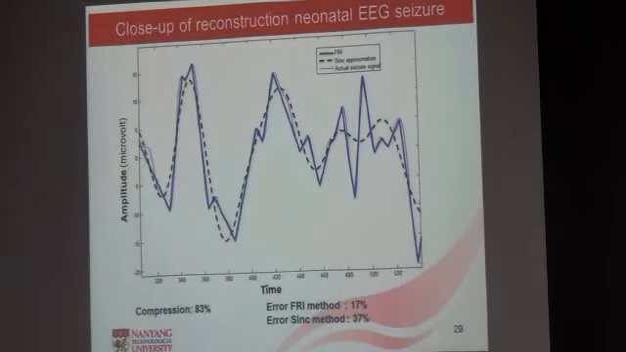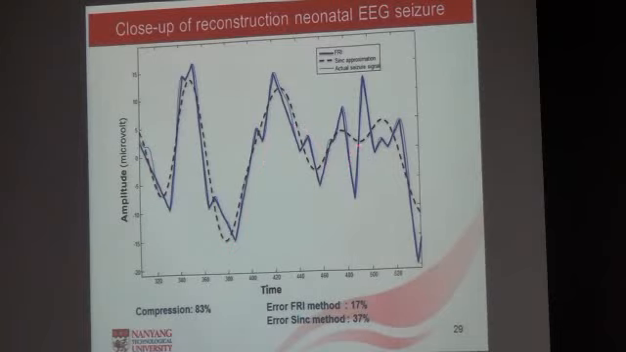Okay, so here are some close-ups of the reconstruction of the neonatal EEG seizure signal that I showed earlier. So we have in light blue, which you barely see, the actual seizure signal. So you have it right here. Okay, and if we were to use the traditional Shannon sampling theorem or the Nyquist sampling theorem and simply sample the low-pass approximation, what you would get is the dashed black line, okay? Which is not bad, right?